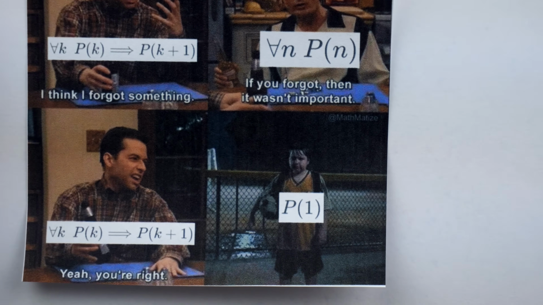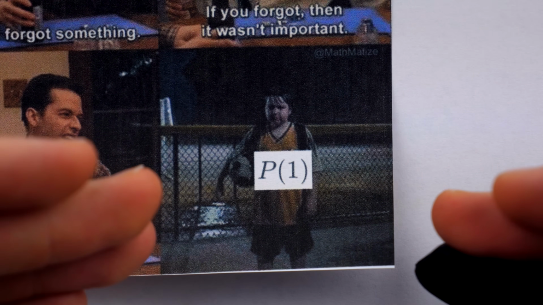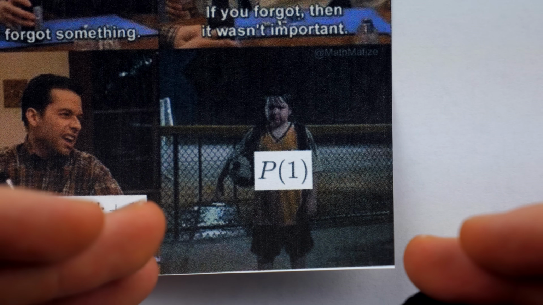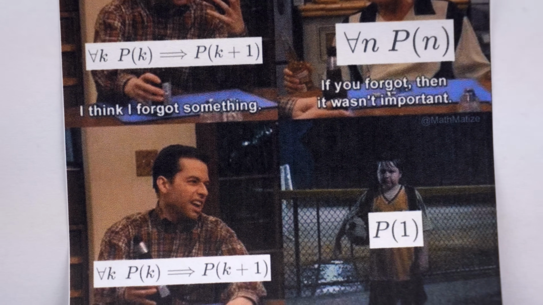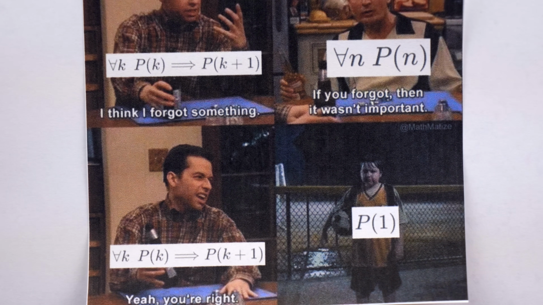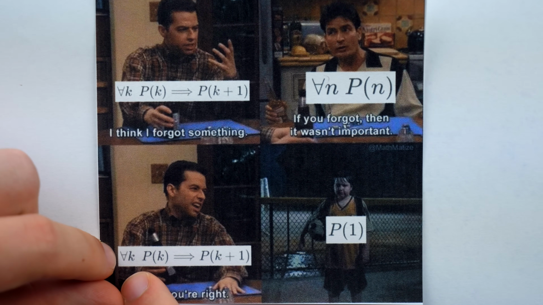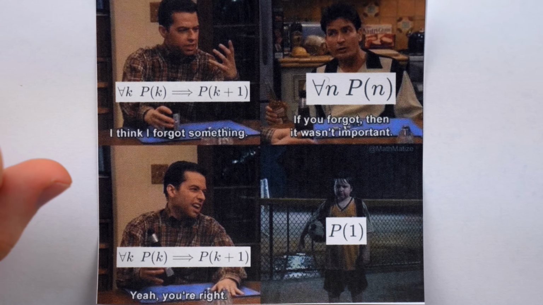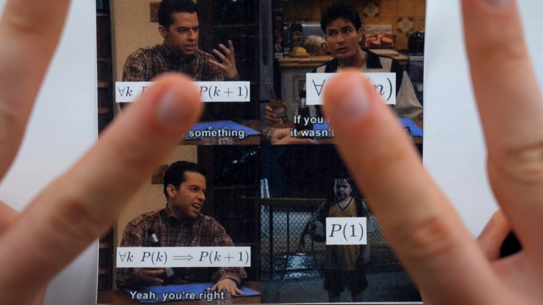In this last frame, we see P of 1 characterized as a sad boy stuck out in the rain, forgotten by his parent. So what is this meme? What does it mean? Why is it funny? Let me read it to you and explain. The upside down A character here is the logical quantifier that means for all or for every.